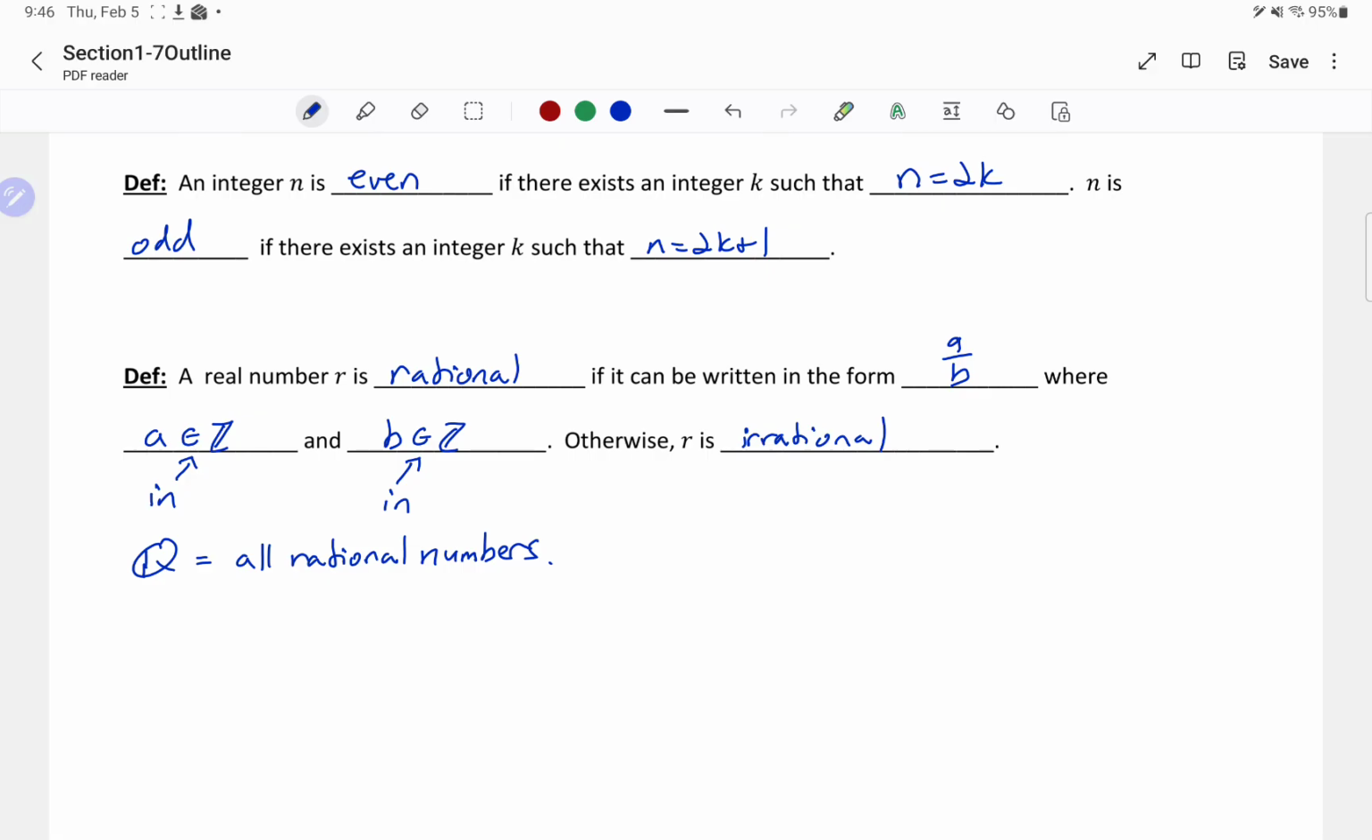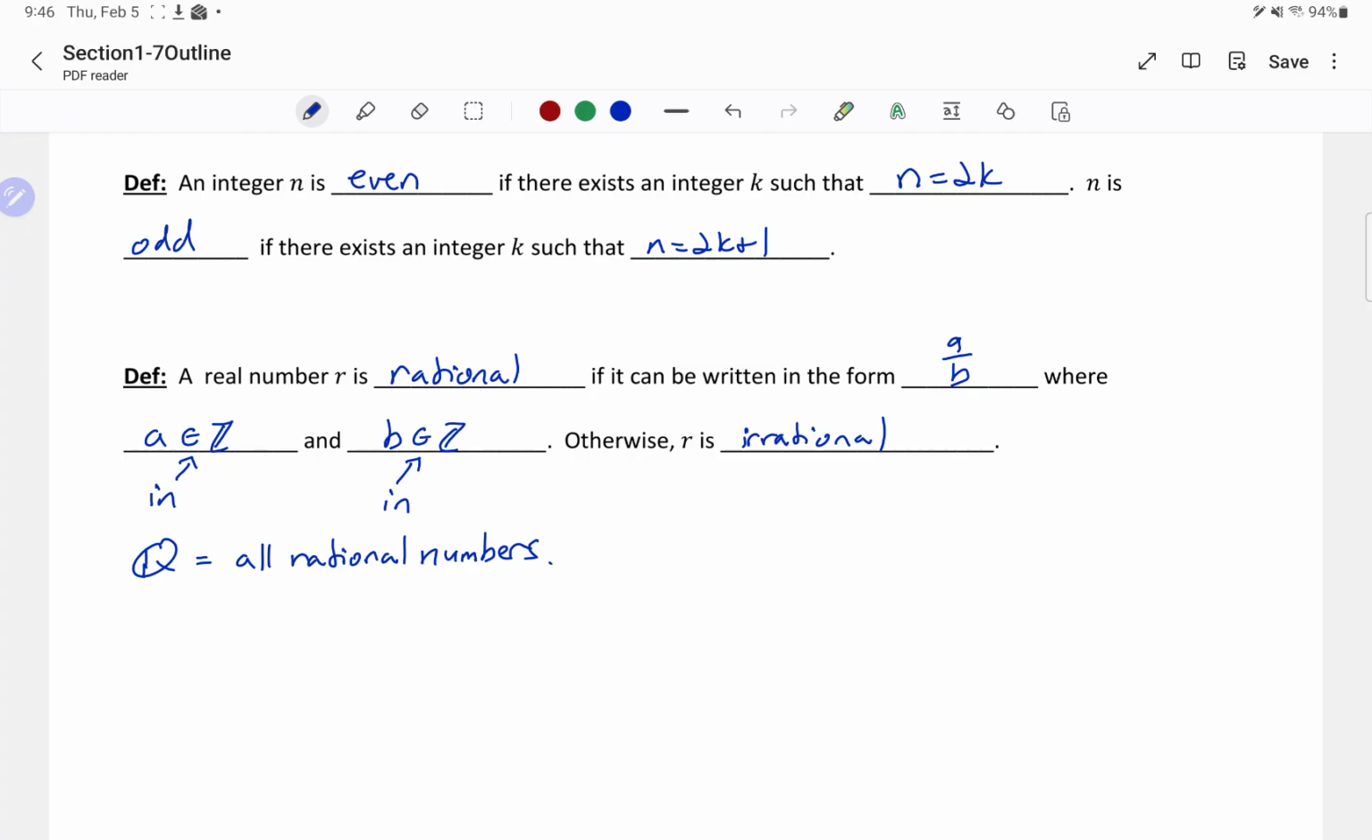We also defined rational numbers. Rational numbers are numbers that are fractions of integers. Okay? So it can be written in the form a over b, where a is an integer and b is an integer. So if a number is not rational, we call it irrational.